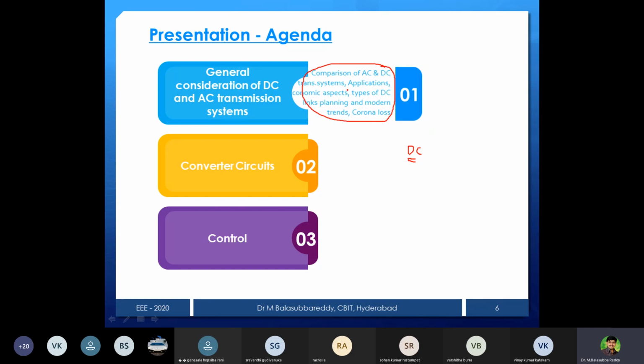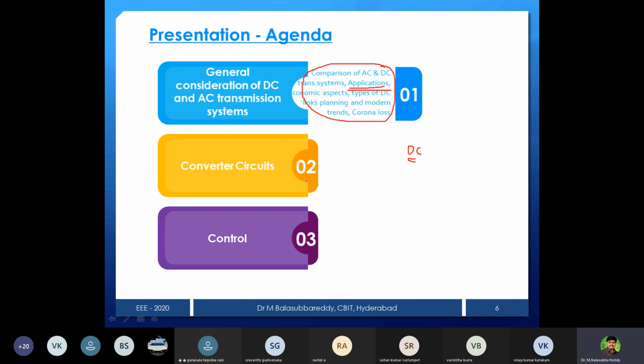Another topic we mentioned here is applications. Applications of HVDC transmission. Where will we use HVDC transmission? Preferably for long distances and bulk power. I already mentioned that for small distances AC is preferable because the initial cost is very high in DC transmission. That's why it will be used for long distances and bulk power. That is a major application.